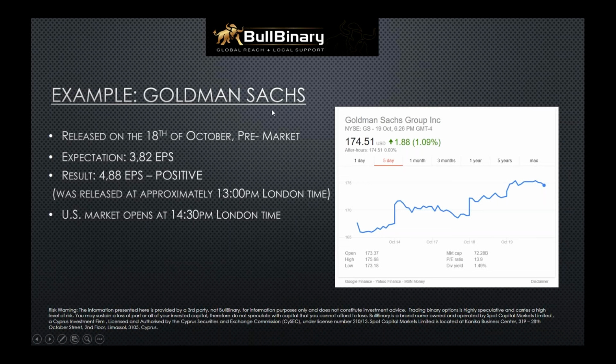Now this is Goldman Sachs example. They released on the 18th of October. You can see here again, another spike in a major big bank.